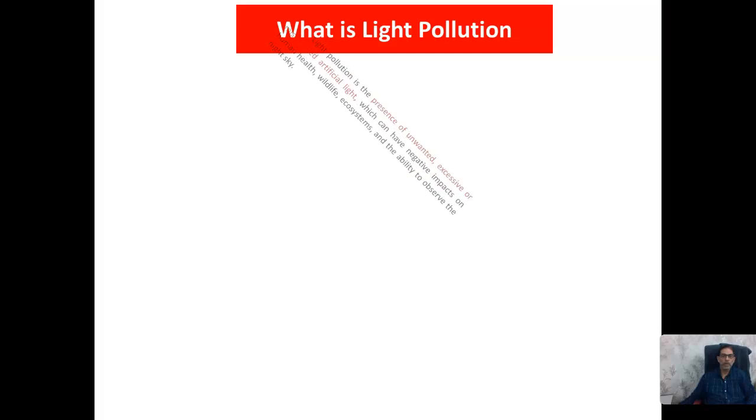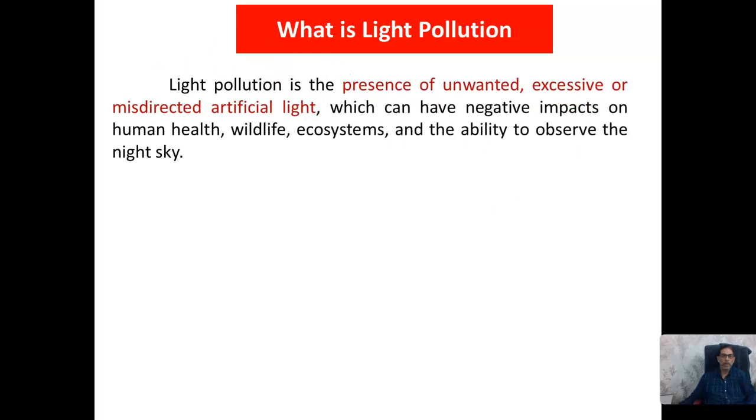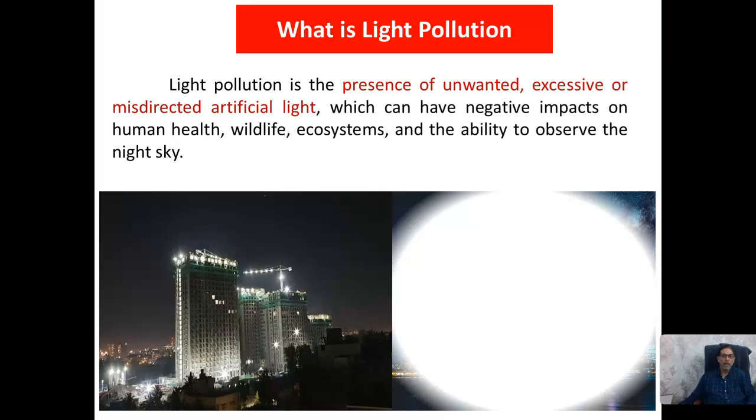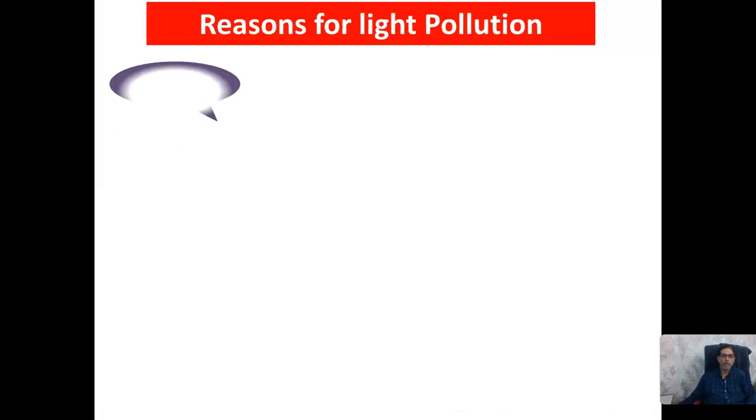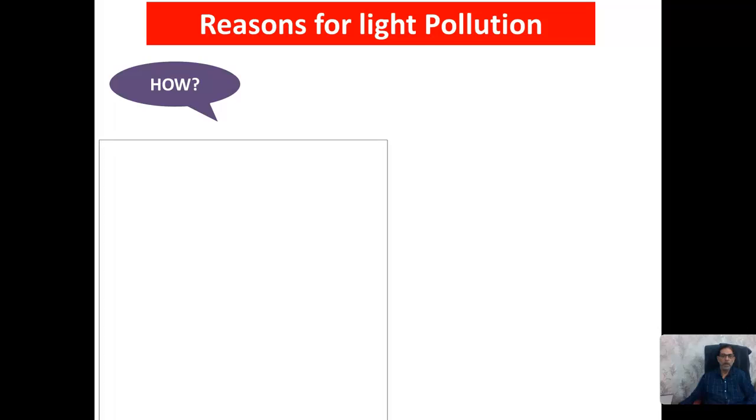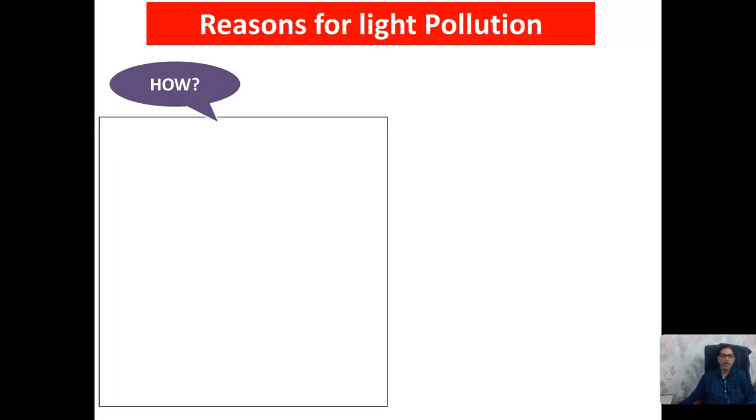As far as light pollution is concerned, it is the presence of unwanted, excessive or misdirected artificial light which can have negative impacts on human health, wildlife, ecosystems and the ability to observe the night sky. And this light pollution has so many reasons, and under this we will study how different sources are responsible for it and why there are different reasons for it.